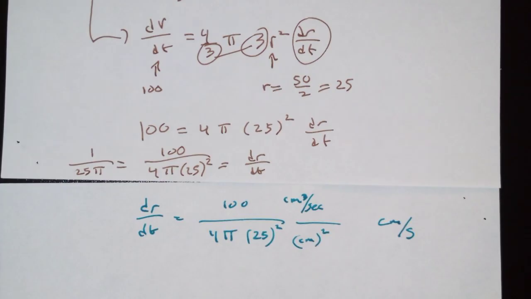Now, this is 0.01 centimeters per second. That's really, really slow. But our balloon was already 50 centimeters across. 50 centimeters is 21 inches. About that distance.